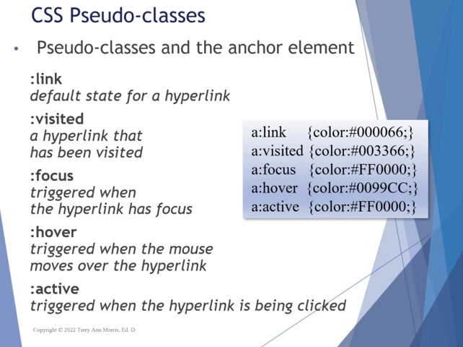Link is a default state for a hyperlink. Visited is a hyperlink that has been visited. Focus is triggered when the hyperlink has focus. Hover is triggered when the mouse moves over the hyperlink. And active is triggered when the hyperlink is being clicked.